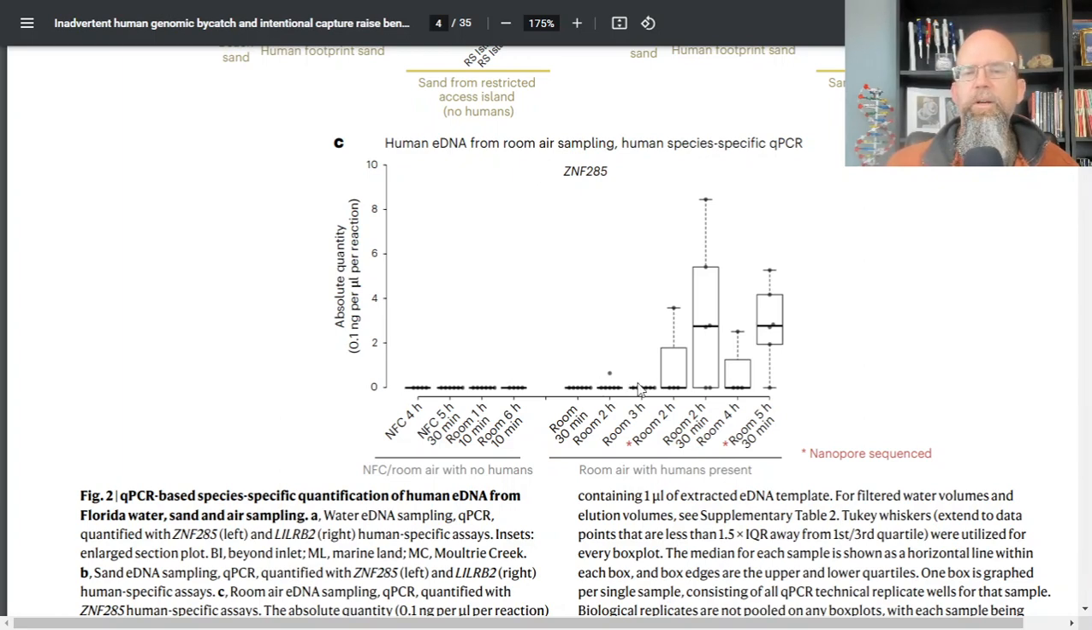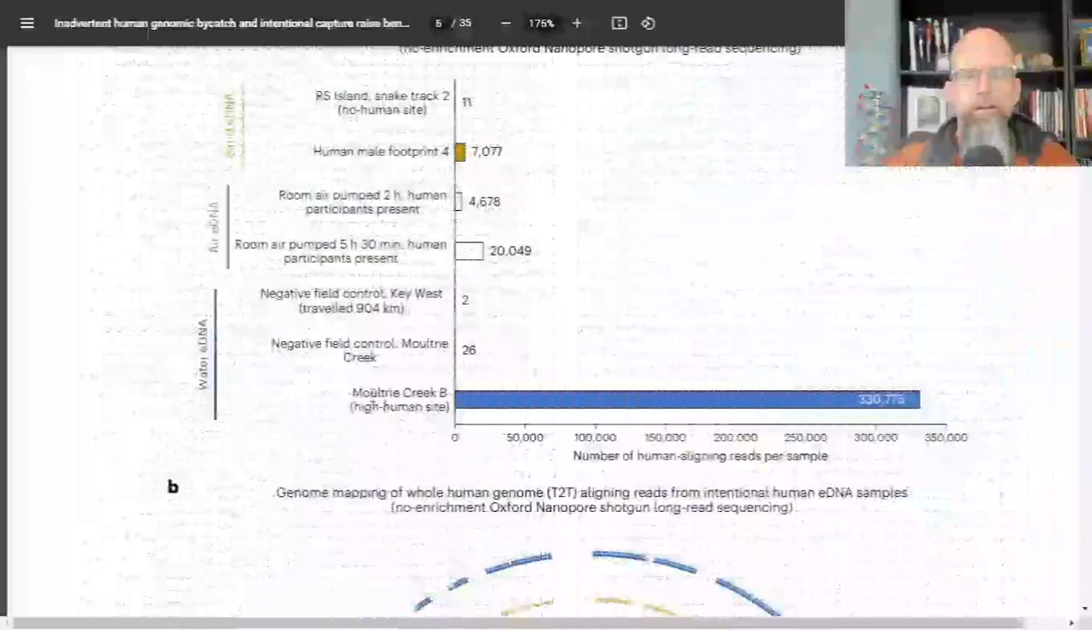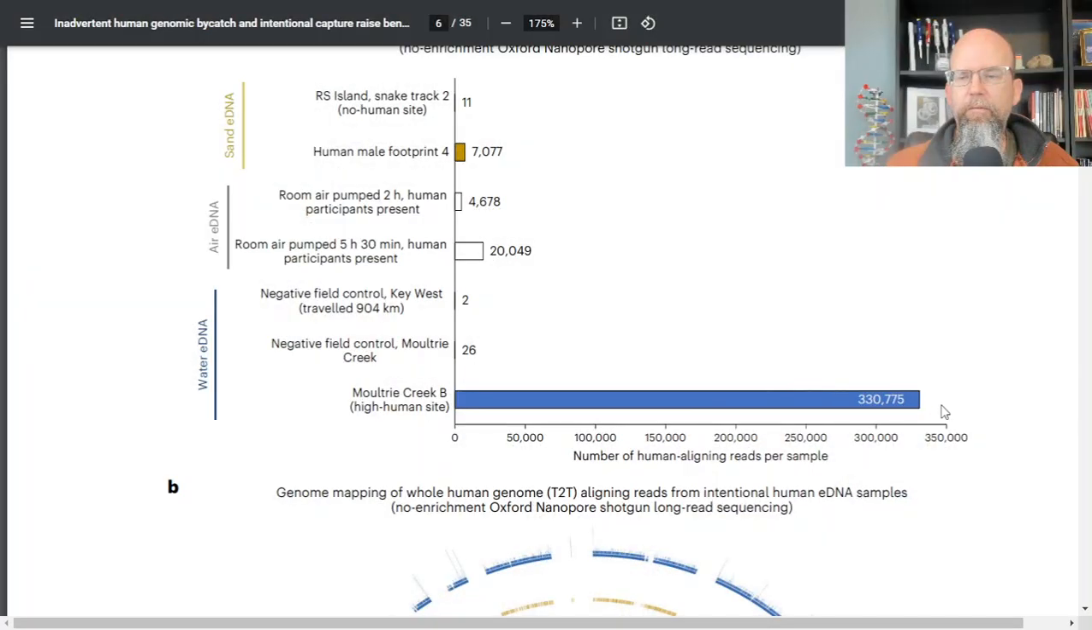People in the room for a short period of time, not so much, and eventually people in the room for a longer period of time, and you start to see actual samples that you can collect. This is showing that at a creek site, they found 330,000 human-aligned samples from their run. Right, 330,000. That's individual sequences.